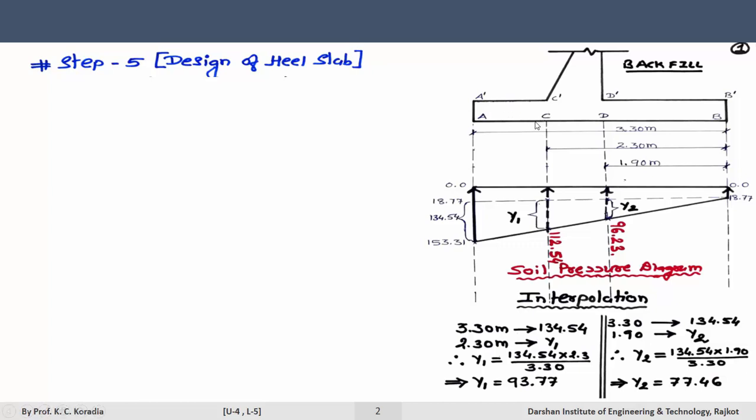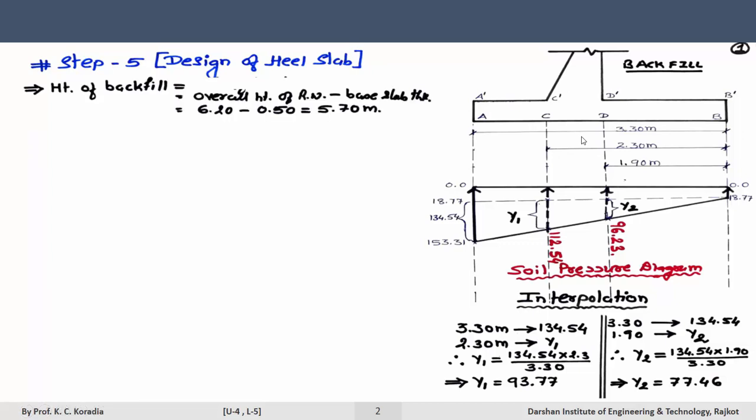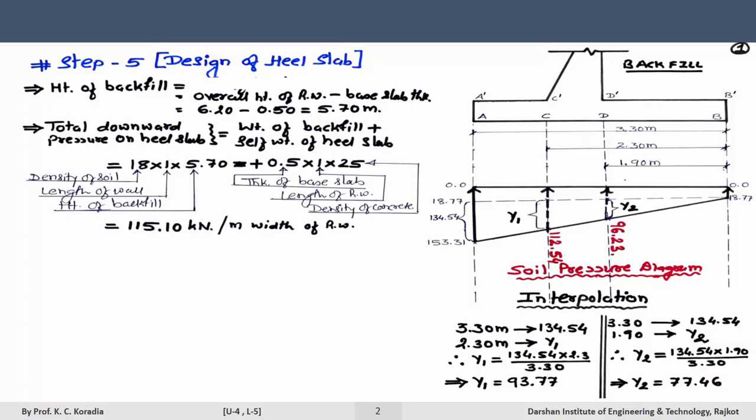In the diagram, you may have noticed that I have not drawn the key slab. Since it does not have any role in the design of the heel slab, I have not drawn the key slab in the diagram. The height of backfill will be equal to the overall height of the retaining wall minus the base thickness, as we have done previously. Hence, the total height of backfill, or total height of stem slab, will be equal to 5.7 meter. Total downward pressure on the heel slab will be equal to the weight of backfill plus the self weight of the heel slab.